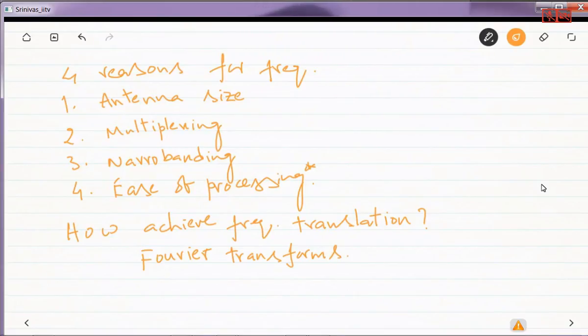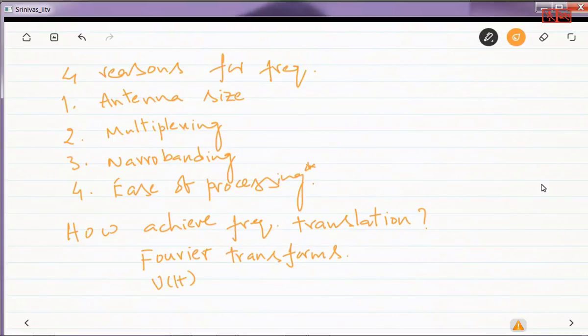Yeah, I hope you all remember your last semester course on signals and systems. I think you must have spent a lot of time on Fourier transforms. So let us quickly recall that. Say consider there is a signal.